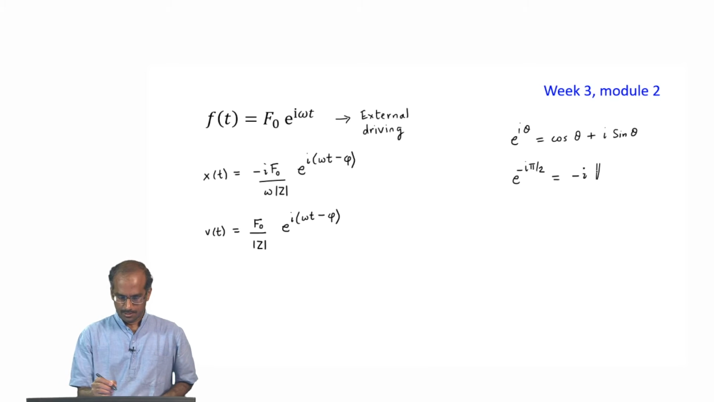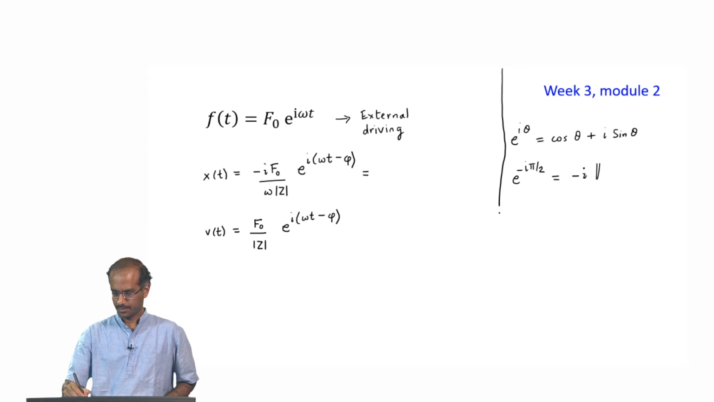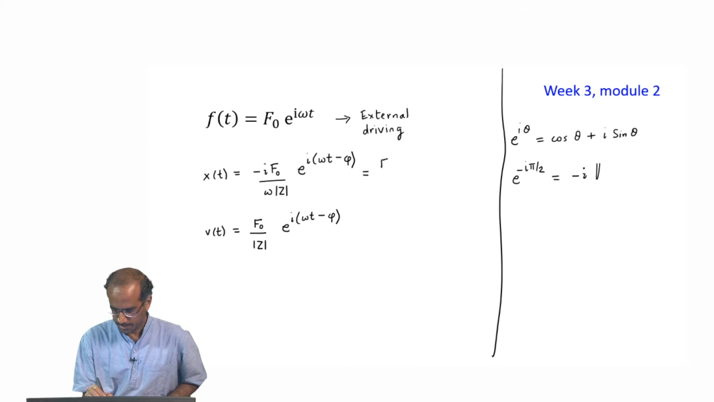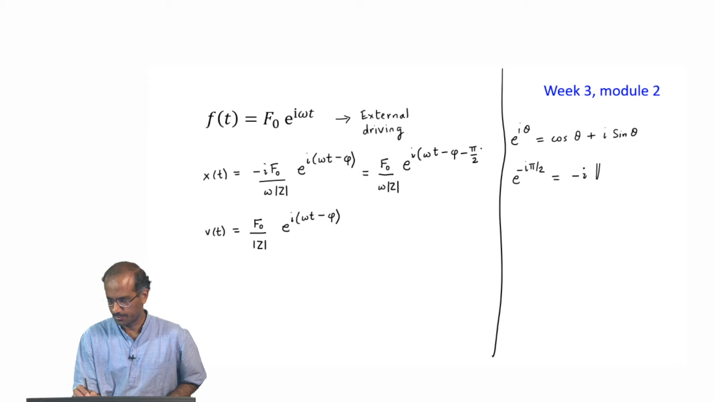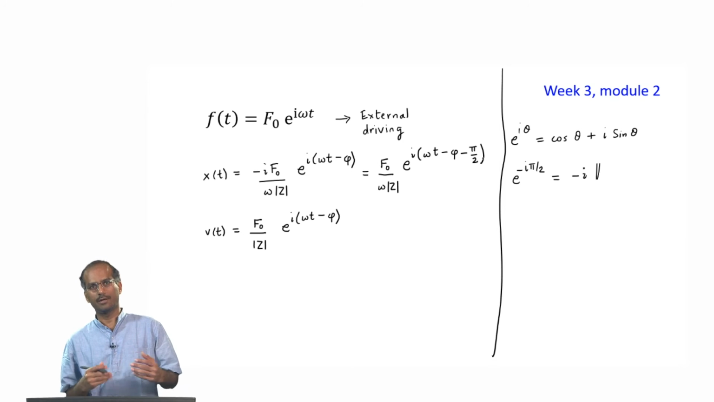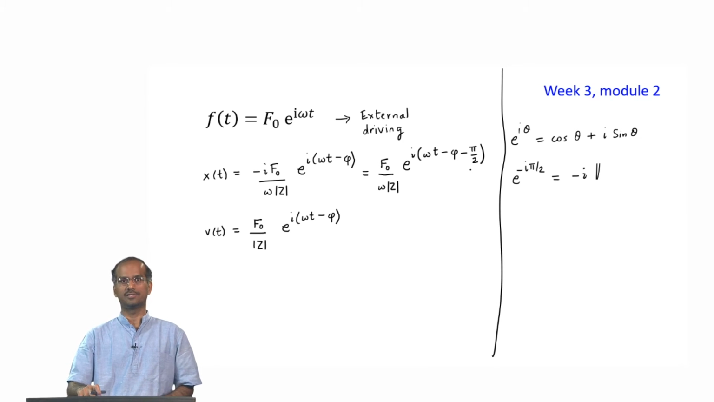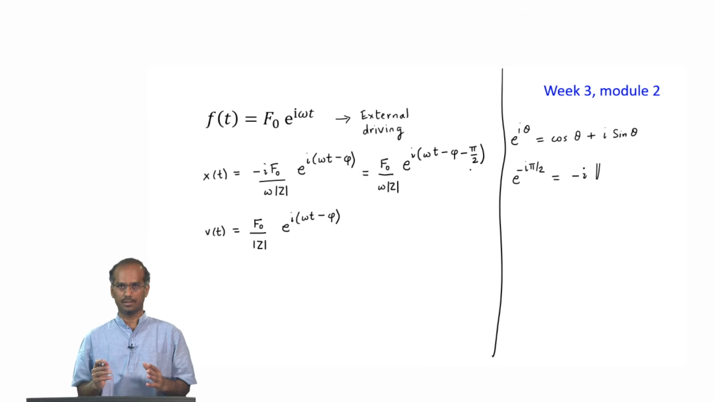So, which means that now I can rewrite this displacement as a function of time by absorbing minus i in the exponential. So, it would be f0 by omega z e power i (omega t minus phi minus pi by 2). Remember that earlier on we had said that between the forcing and displacement there is always a phase difference of pi by 2, even if phi is equal to 0. So, clearly that comes out and it is consistent with that expectation.